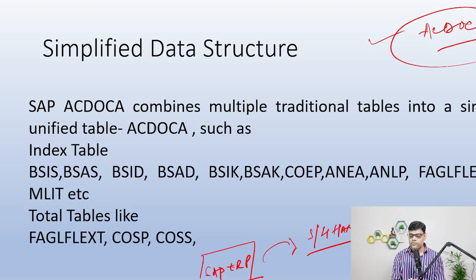So you can see this one. SAP is saying simplified data structure. If you adopt our S4 HANA Finance application, it is going to simplify all our data structure. So how is it going to simplify? SAP is saying that it is going to combine multiple traditional tables into one single table, that is your ACDOCA table.